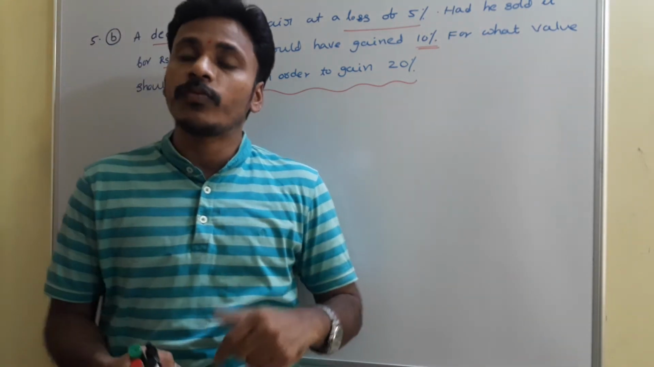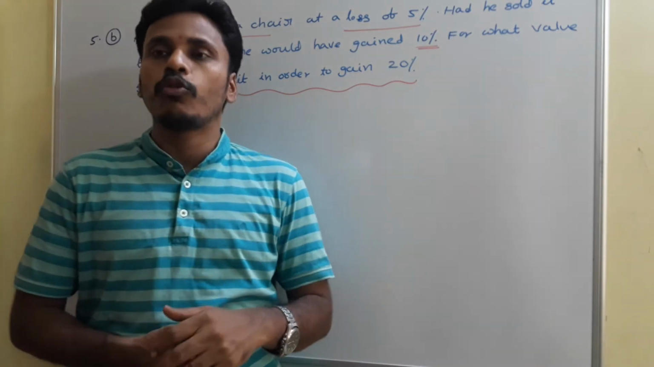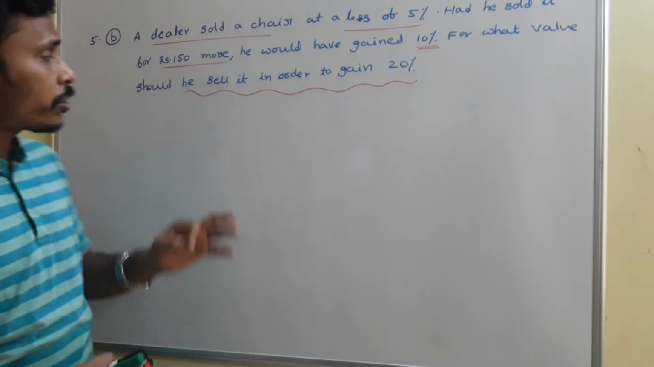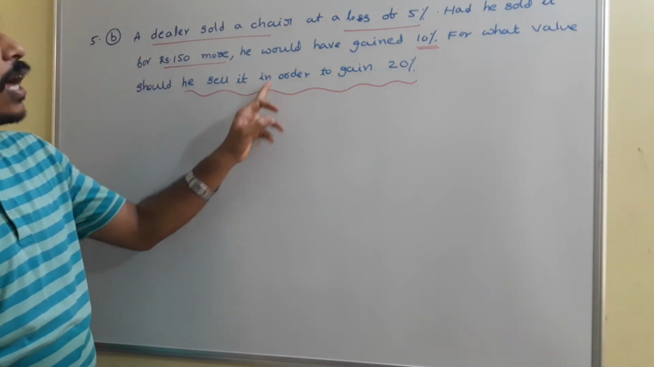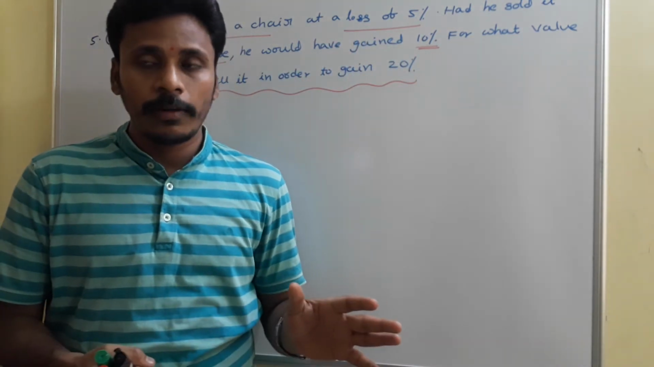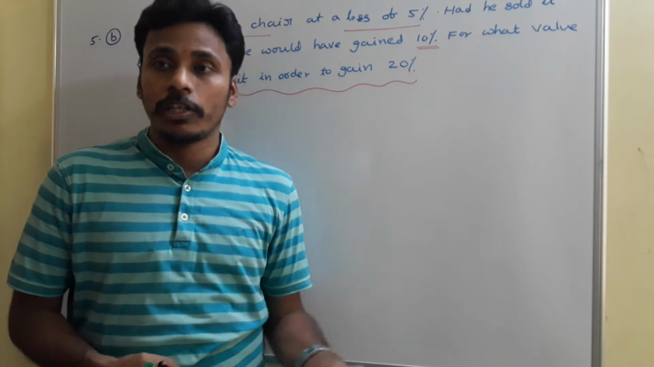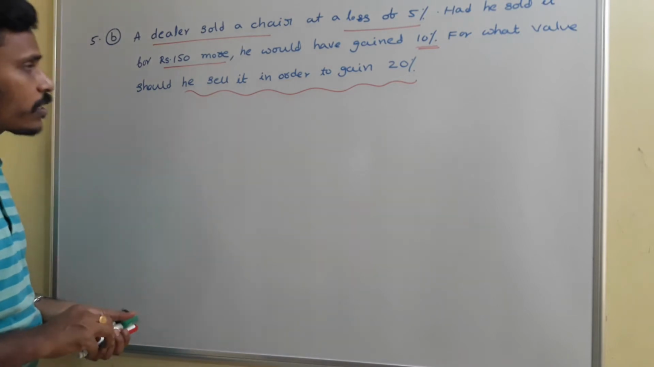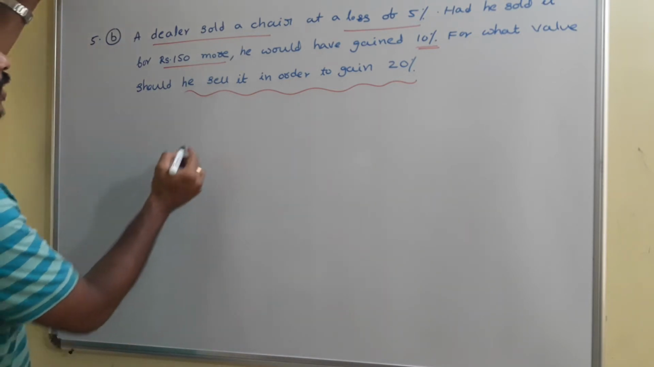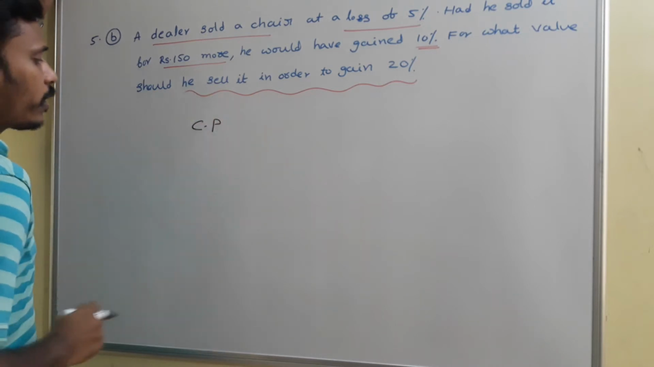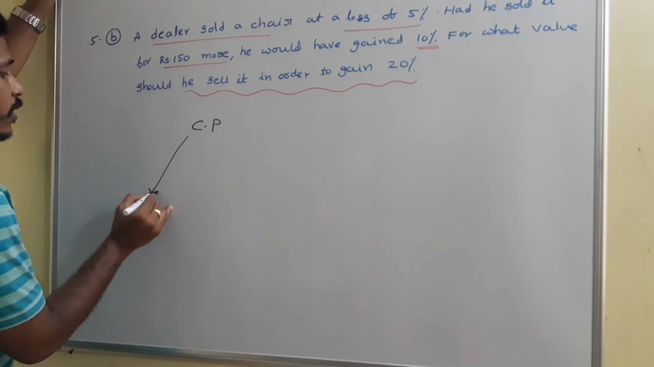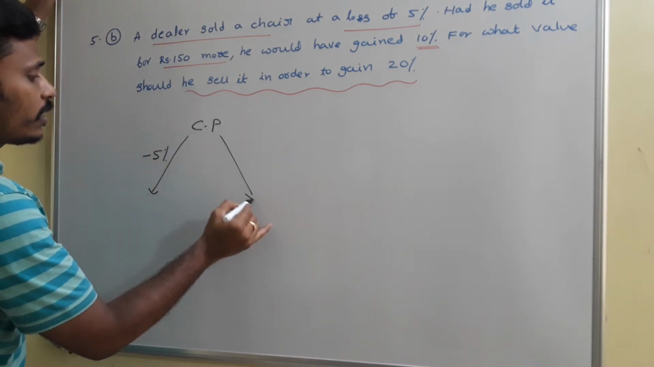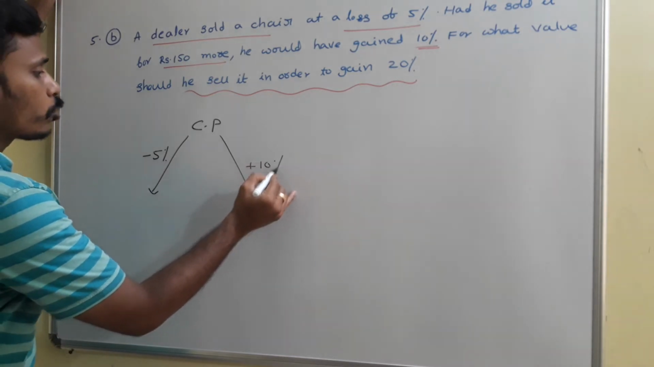And with this idea, as we discussed in 5A, we are able to find the cost price. And after knowing the cost price of the chair, the question is about finding the selling price in order to gain 20%. Is it clear? So we need to gain 20% on that cost price of the chair. That selling price we need to calculate. First of all, as we discussed in the previous problem, you just analyze the situation. See, there is a cost price for the chair. In the first case, he is selling with a loss of 5%, so use -5. And in the second case, he is selling with a profit of 10%, so use plus 10%.